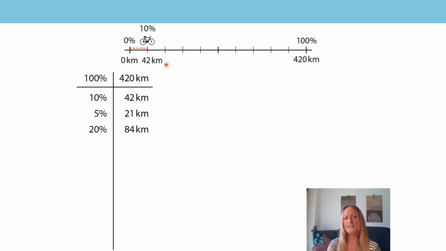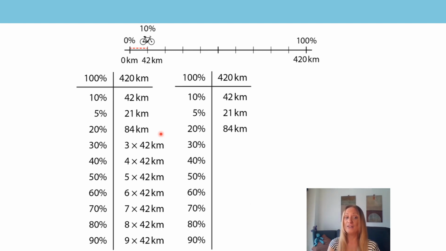So how do you think we could find all the other multiples of 10? How did we find this multiple of 10? We multiplied 10% by 2. Excellent. How do you think we would find the other multiples of 10? Could we perhaps multiply 10% by each of those? Yes, well done. So if I've got 30%, I could do 3 lots of 42, or 4 lots of 42, or 5 lots of 42. So that's one way of finding all the 10%, isn't it, along the number line.